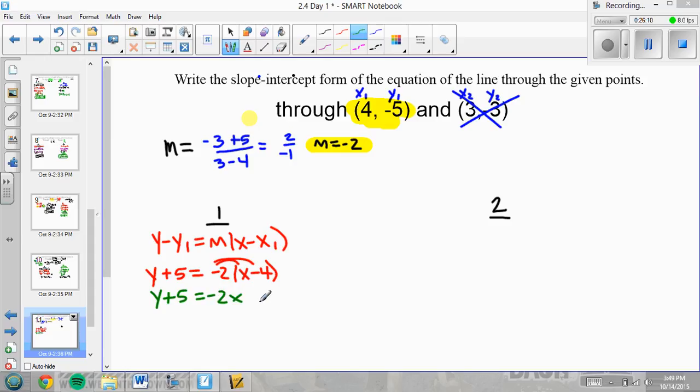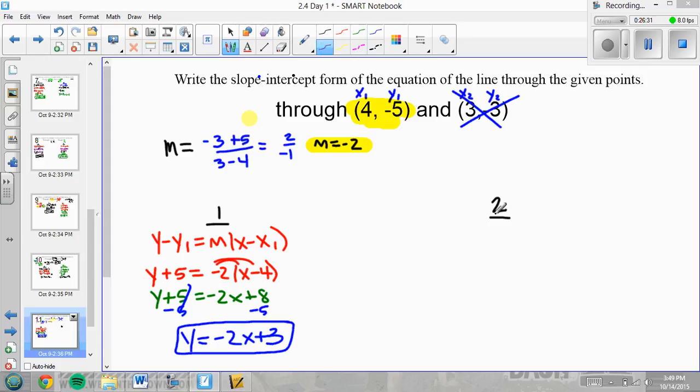A negative times a negative gives me a positive. And my last step, to get y by itself, we just want to subtract 5. So y equals negative 2x plus 3. So still keeping it in slope-intercept form, getting y by itself.